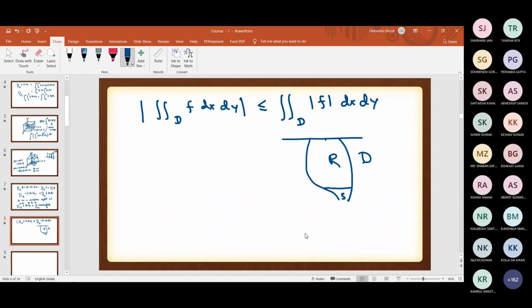Sir has said about Fubini's theorem. I am saying only the statement. The statement is very simple. If you have a function which is continuous and it is defined over a rectangular region bounded by two intervals, then the double integration can be evaluated with the help of an iterated integral.